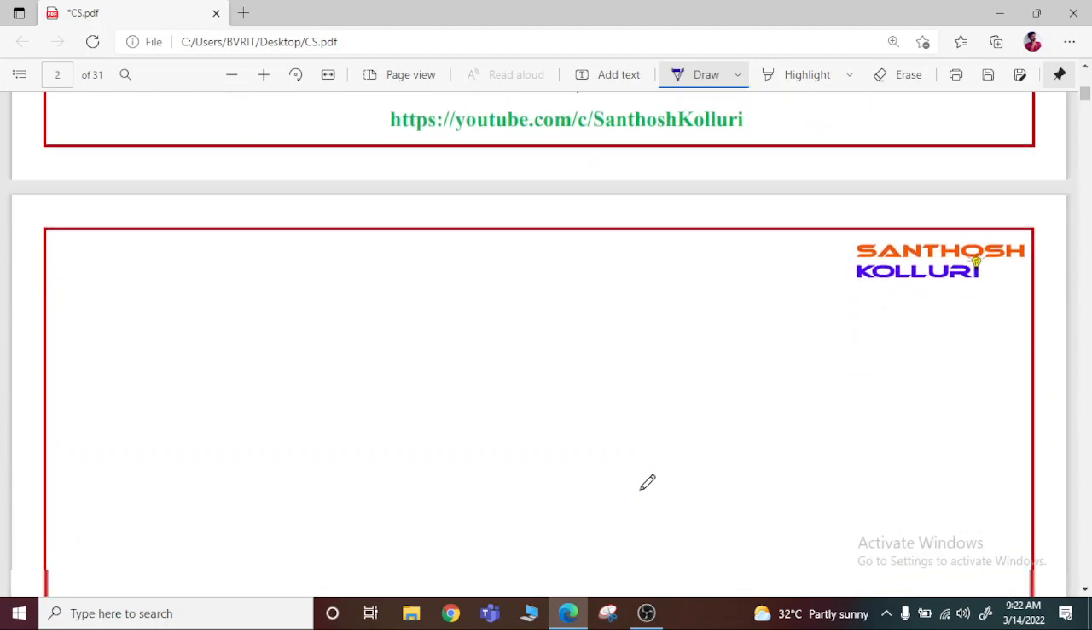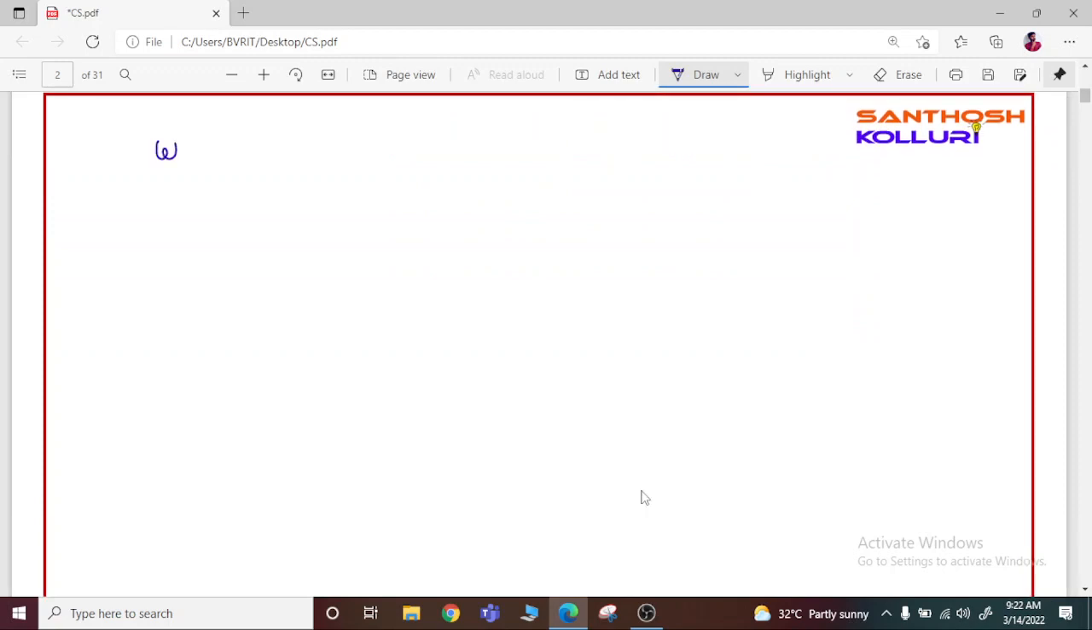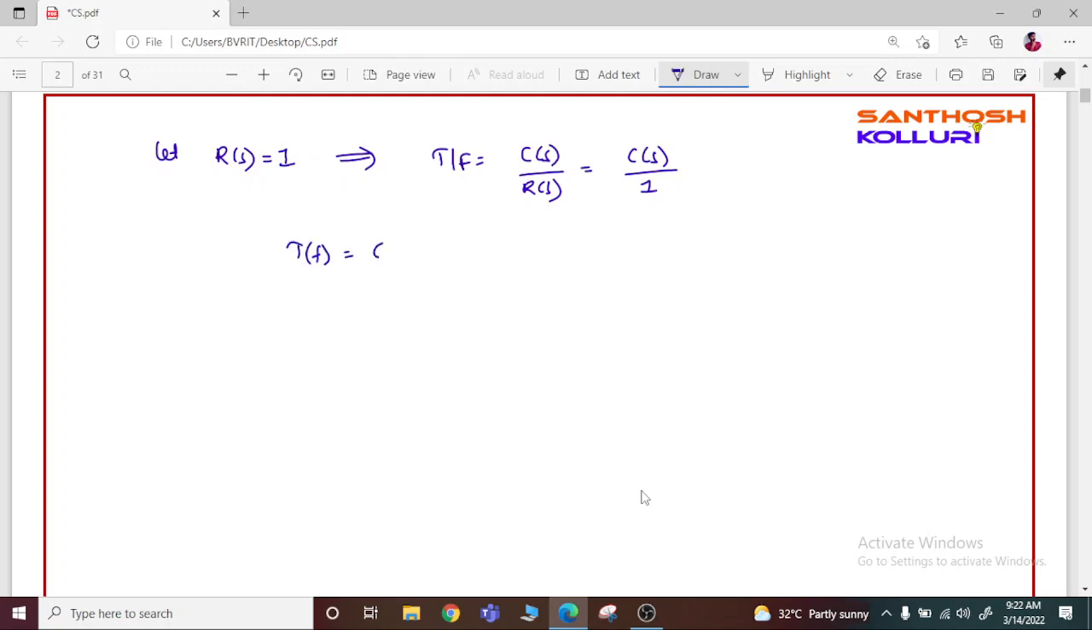So let the input R of s be equal to 1. So what happens now? The transfer function will become C of s by R of s. Here R of s is 1, then that will be C of s only. So that means if the Laplace transform of input is 1, then the transfer function is nothing but the Laplace transform of its response only.